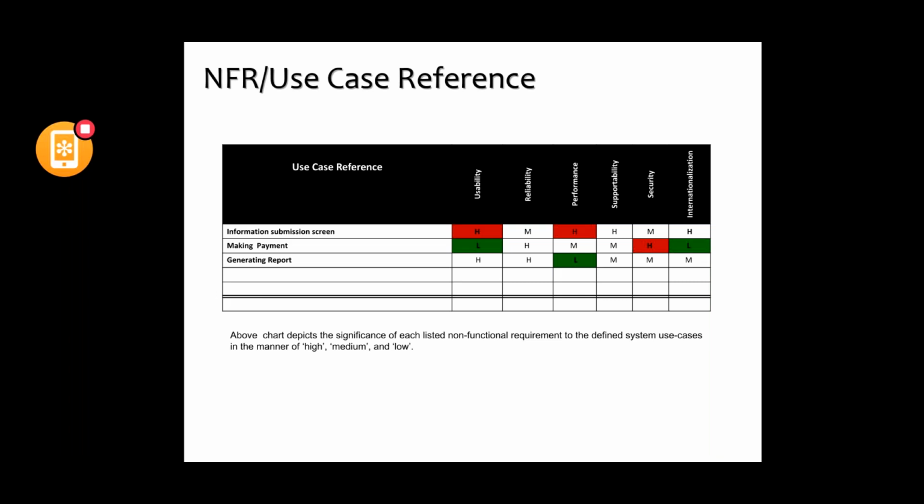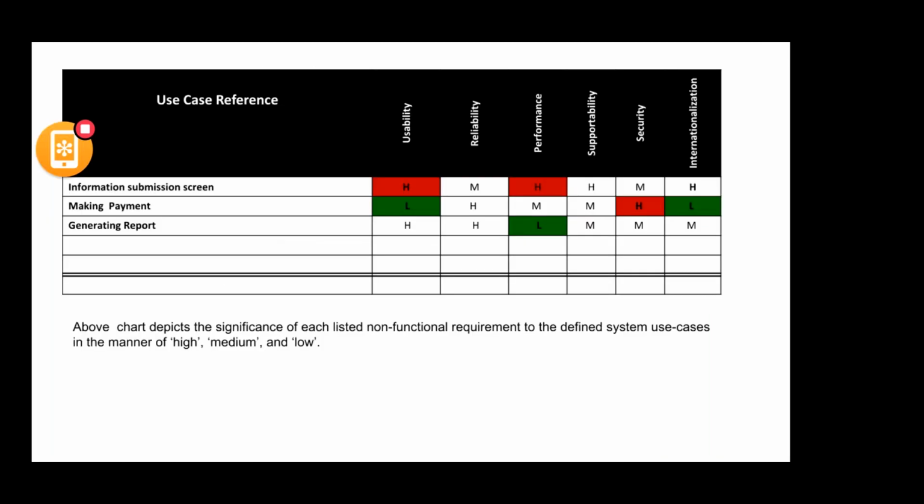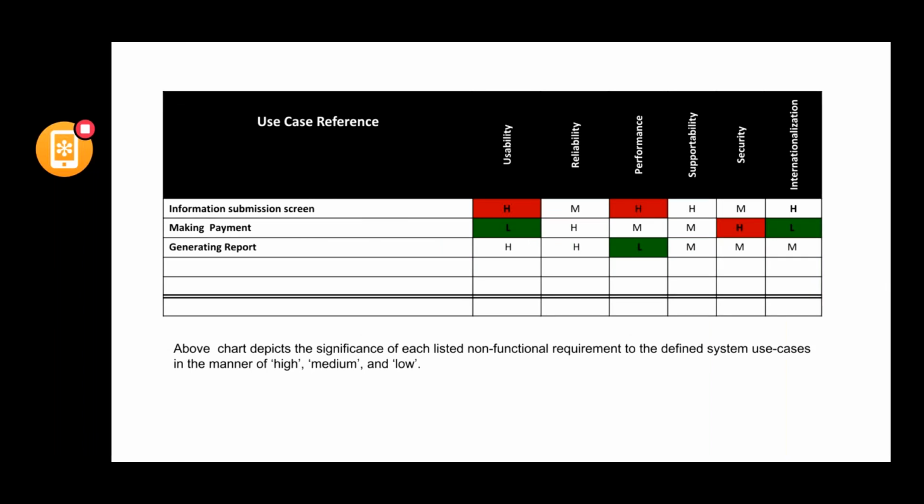For example, an information submission screen. In the software application, you have a screen where you can submit the information. The user should be able to launch the application. For example, in a job portal, the candidate should be able to enter all the information like employment, education, personal details. So that is the information submission screen. On the x-axis, you have usability, reliability, performance, supportability, security, and internationalization.